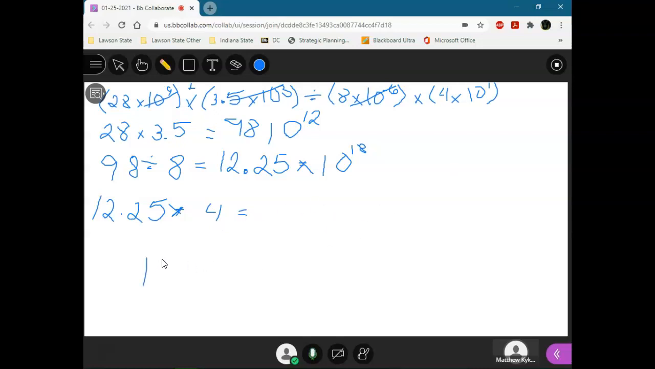And then we've got 10 to the 18th plus 1, 10 to the 1. So what is 12.25 times 4? 49. 49. 10 to the 18th plus 10 to the 1 means I'm doing times 10 to the 19th. Is that scientific or engineering notation? Both or neither?